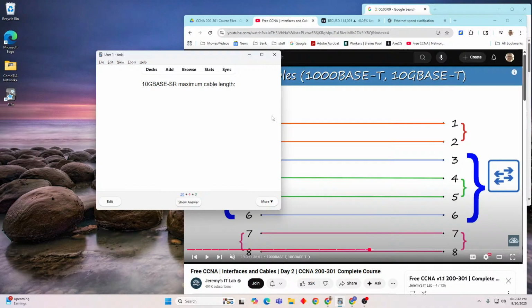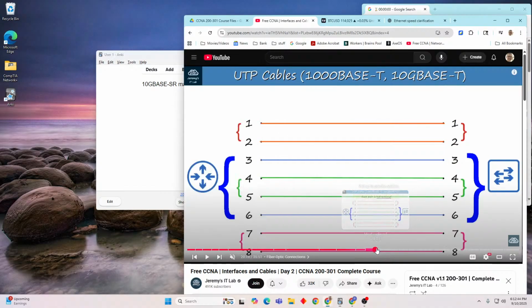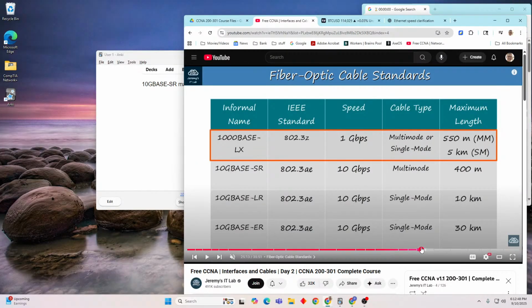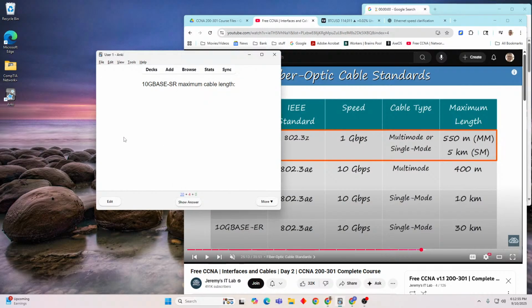10 base G maximum cable length. Oh my god, I don't know, dude. I don't need to know that. I'm not gonna lay cable. 10G base SR, 400 meters. No.